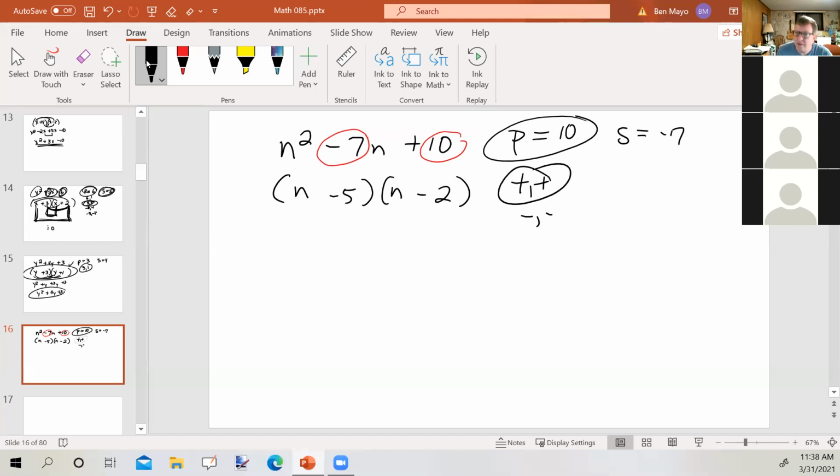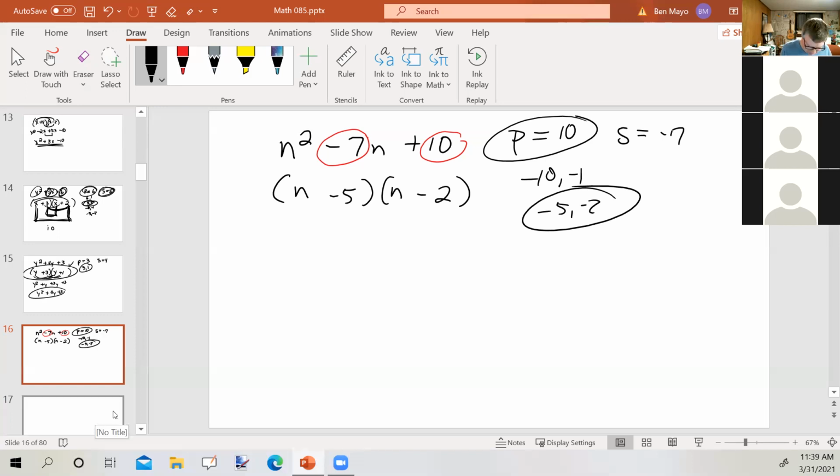But you can't add two positive numbers and get a negative sum. So what that tells me, now that I've gone through that discussion, is right from the get-go, I'm looking for two negative numbers. So I would only consider those two possibilities. Any questions on that? All righty. Let's see here.